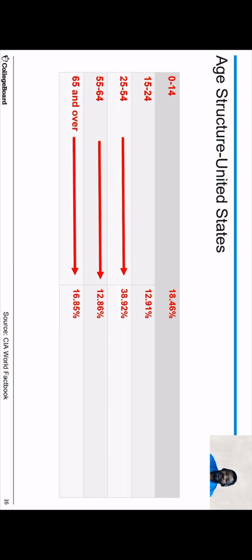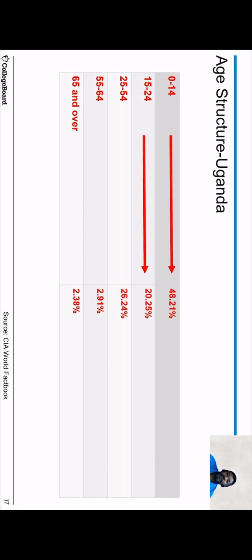Let's practice. Here's some age sex structures for various countries. Here you see the United States with most of the people from 25 to 54, then a huge chunk at 65 and over. Uganda with almost 50% of its population from 0 to 14, and another large cohort from 15 to 24. What does that tell us? They have a high crude birth rate, and they also have a huge chunk of their population that is in their most fertile years.